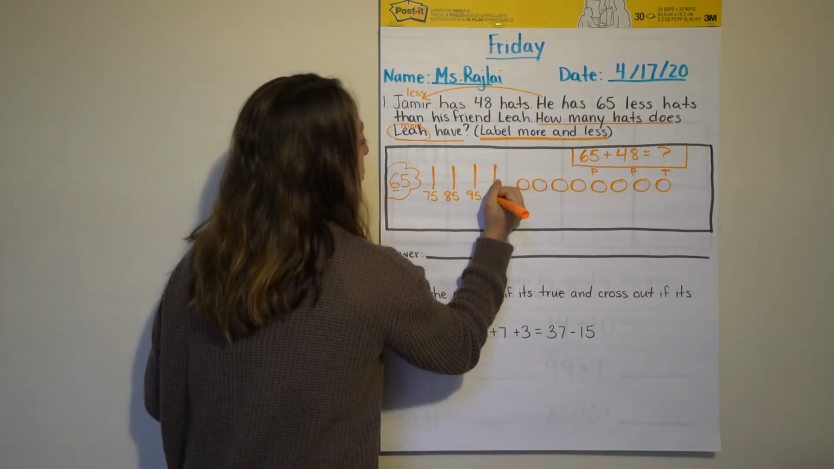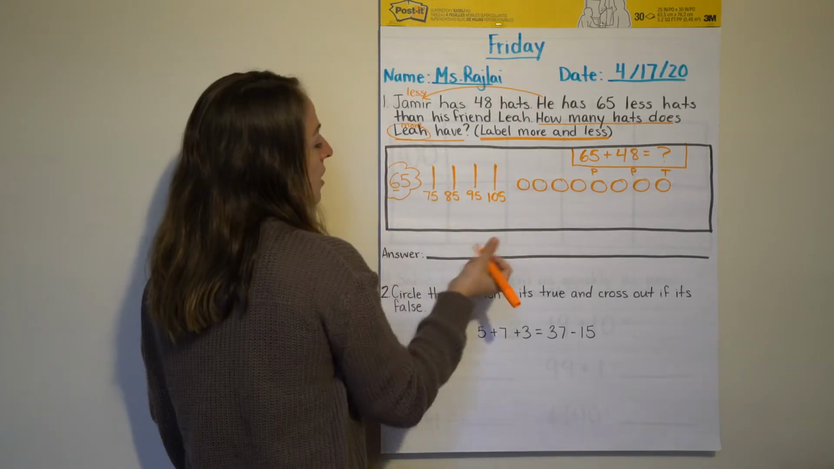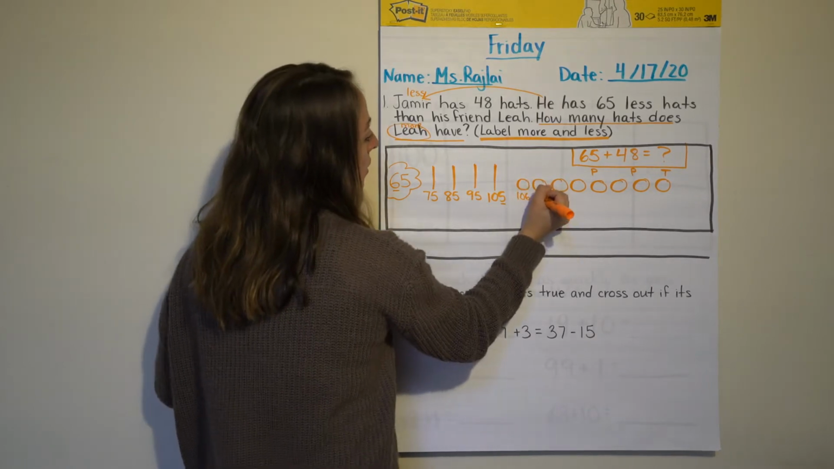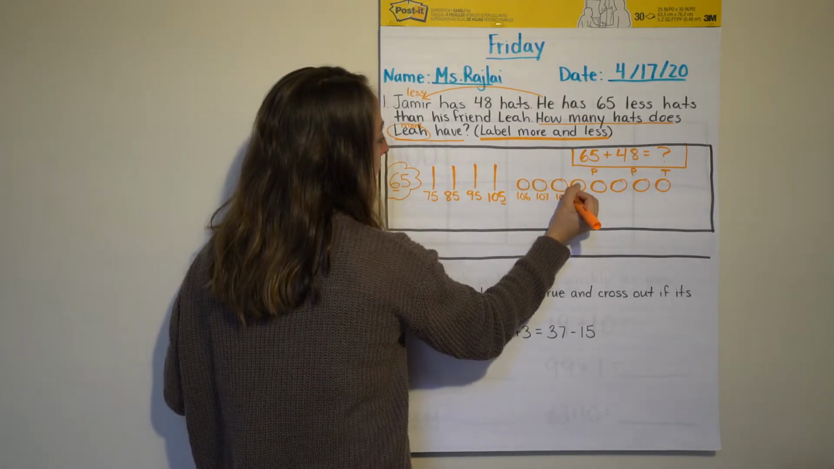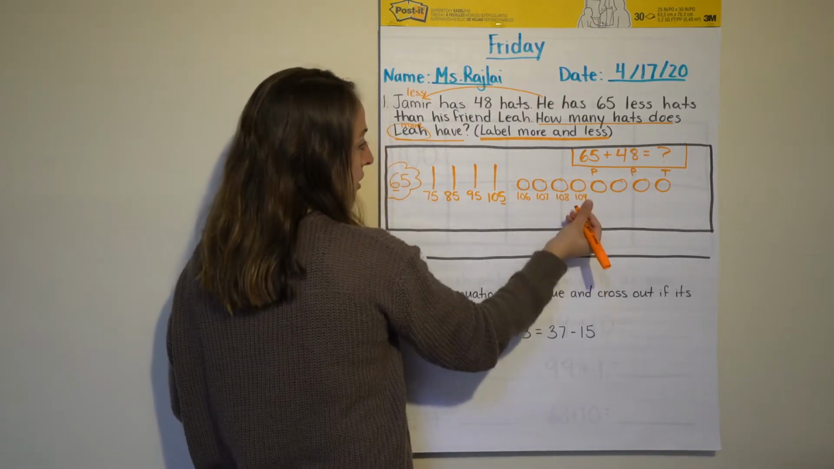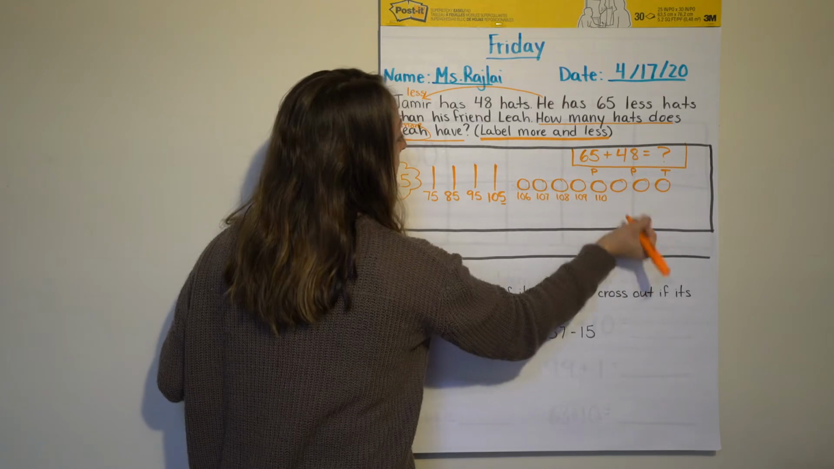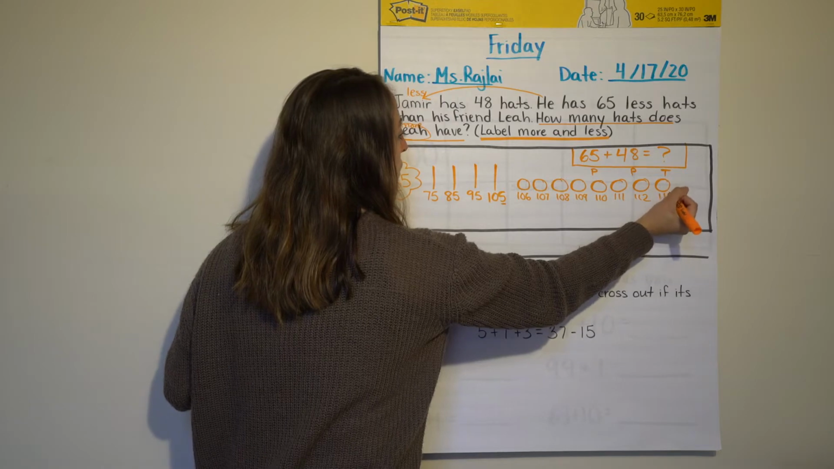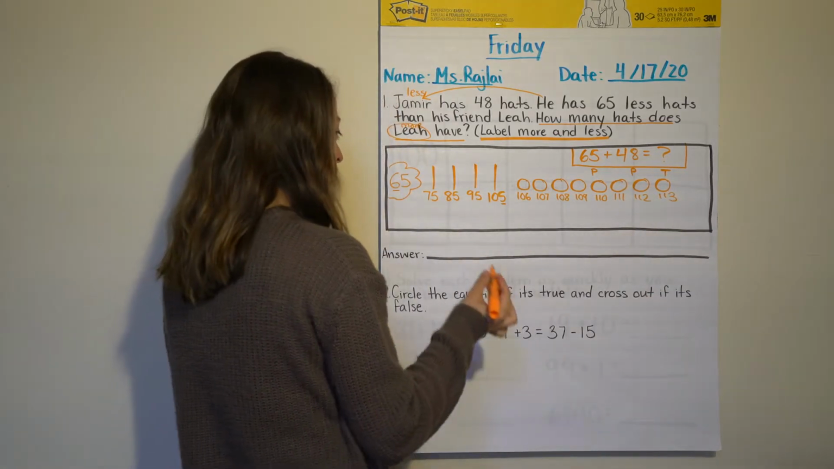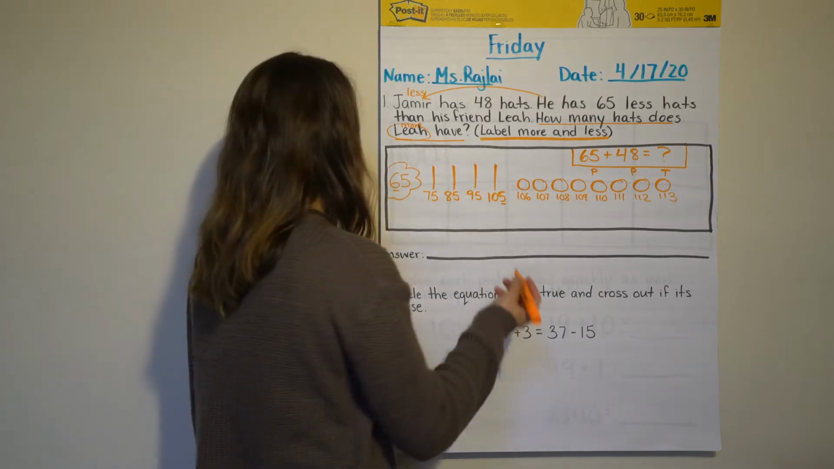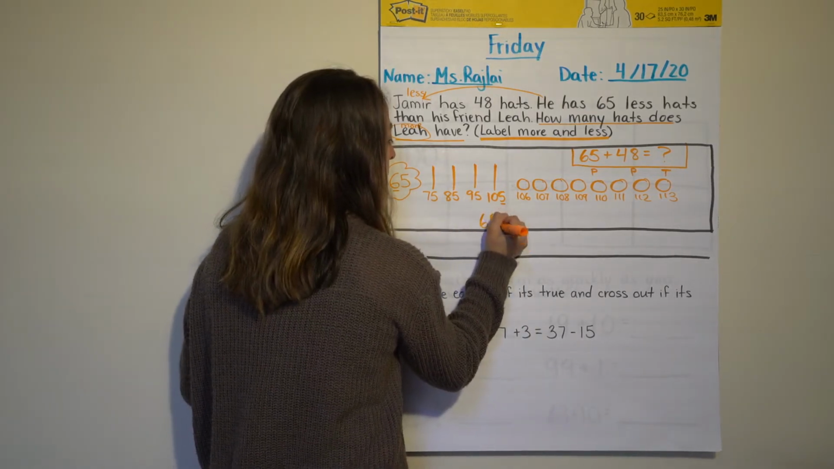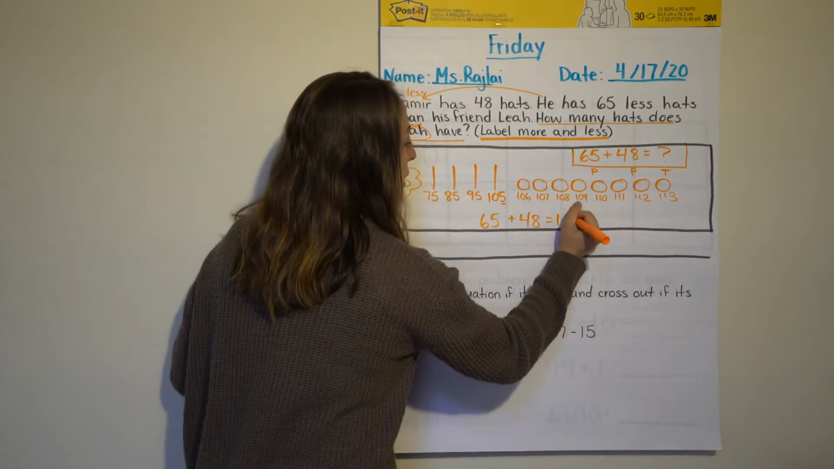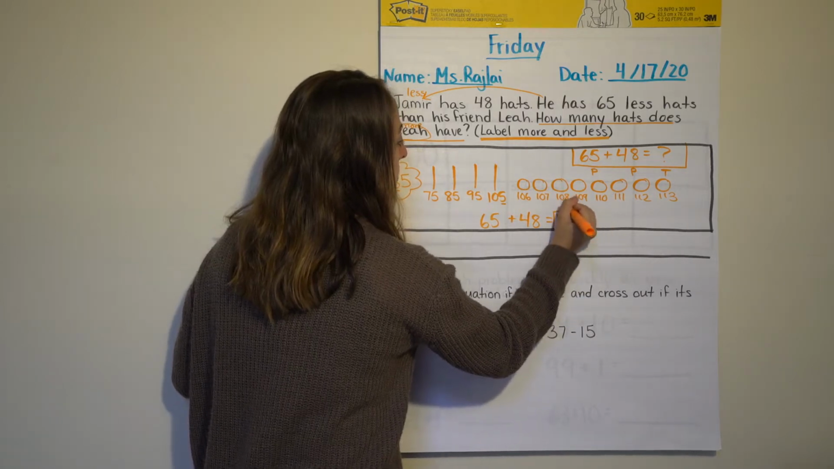So 95, 105. Now we're going to count by ones. The ones are going to change. 106, 107, 108, 109. After 9 comes 10. 110, 111, 112, 113. All right, now write a number sentence to match your work. So I started with 65, and then I added 48, and that got me my total, 113, which was missing before.